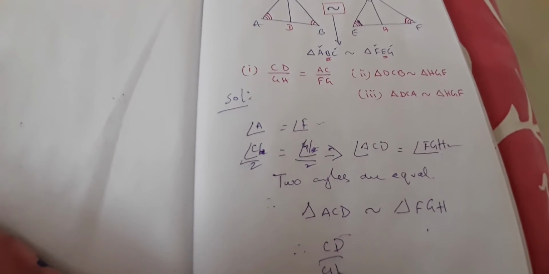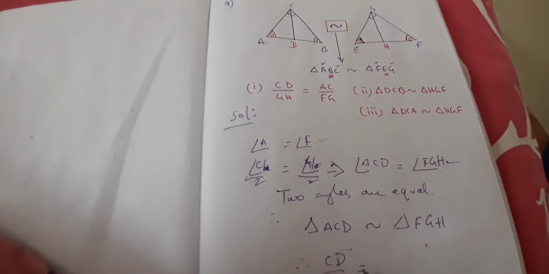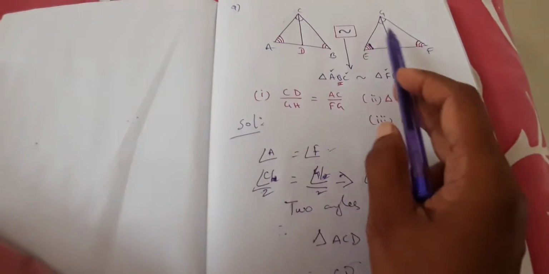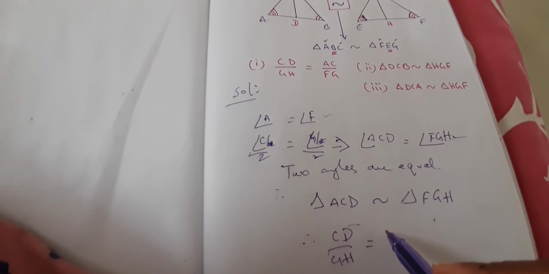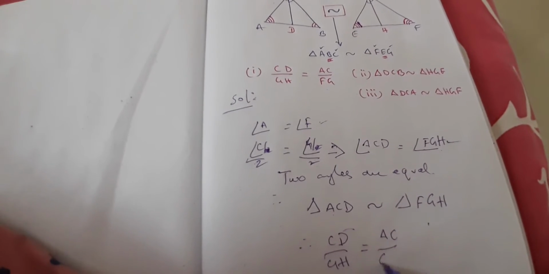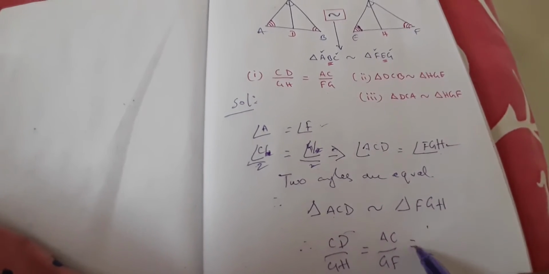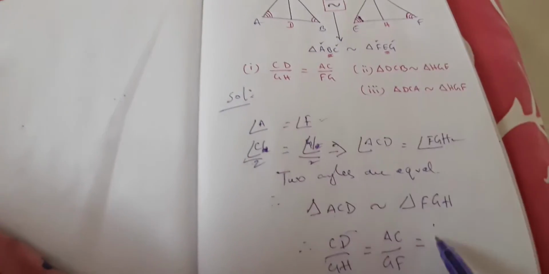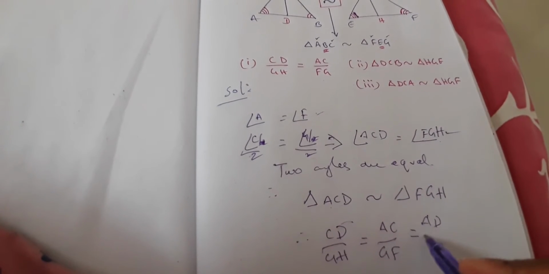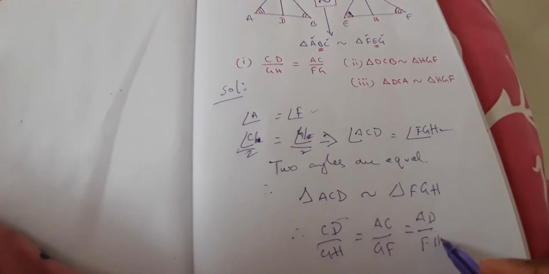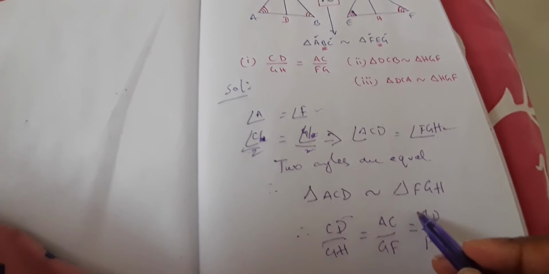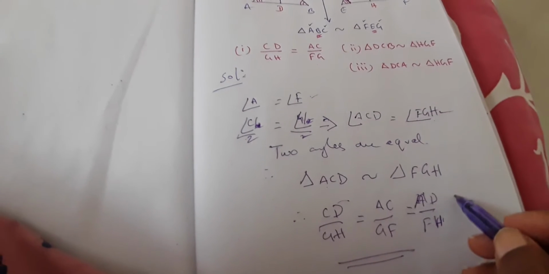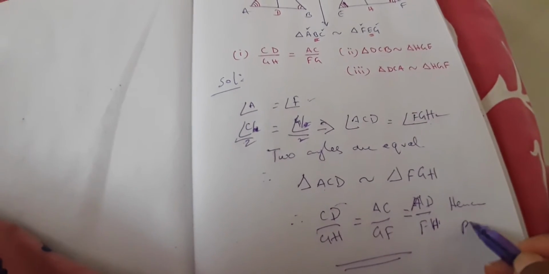CD by GH is equal to AC by, what is this AC? This is AC. This corresponds to GF. AC by GF, which is of course equal to, I am going to write even this one, AD by FH. Whether asked or not, I am writing it here because next time you may find the other one to be proved. So I am writing the other one also. So hence proved.